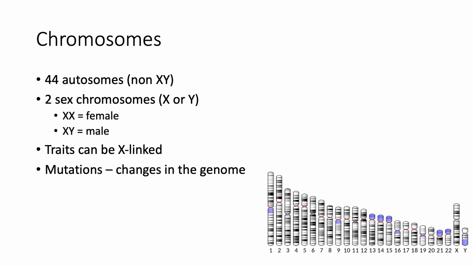Also, mutations are changes in the genome. They can be negative, meaning that they hurt the organism, silent, meaning that they make no difference, or very rarely positive, meaning that they actually benefit the organism. Additionally, on the bottom right of the slide, I have a picture of the 23 chromosomes here from 1 to 22, and then X and Y. That's just for reference of how they vary in size.